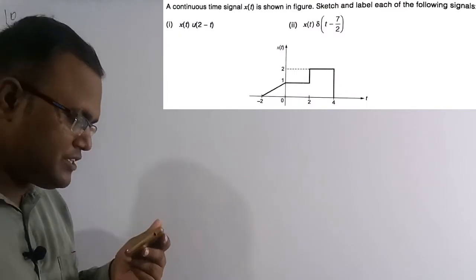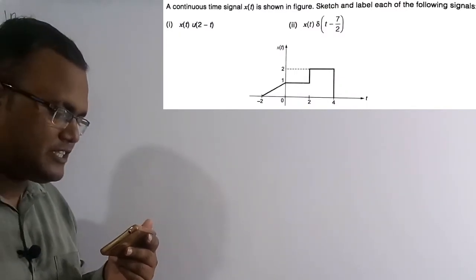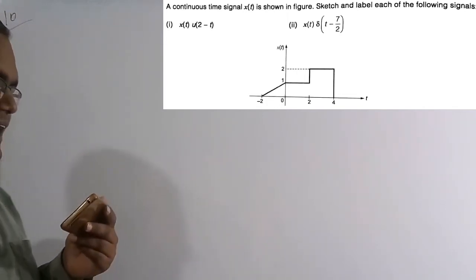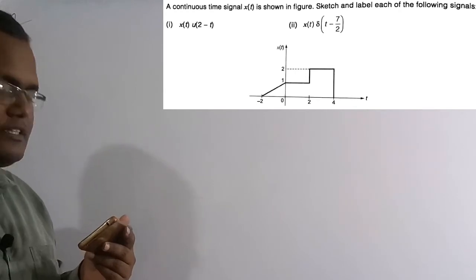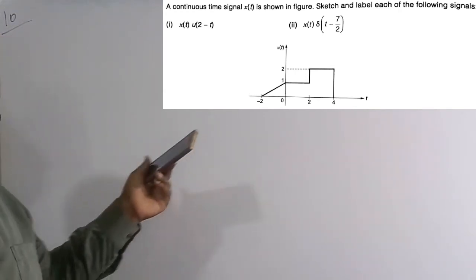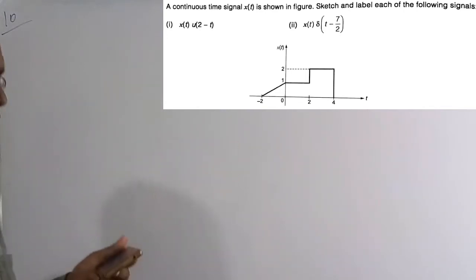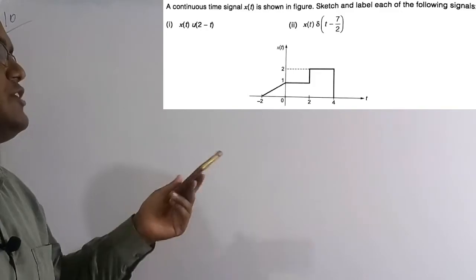So now we are going to solve the last question of this lecture. See the question here. A continuous time signal x of t is shown in the figure. Sketch and label each of the following signals. The first one is x of t into u of 2 minus t, and the second one is x of t into delta of t minus 7 by 2. In the question they have also given the signal x of t, and we have to draw these two signals. This question was given in IAS 2017 for 10 marks. So let's solve this numerical.